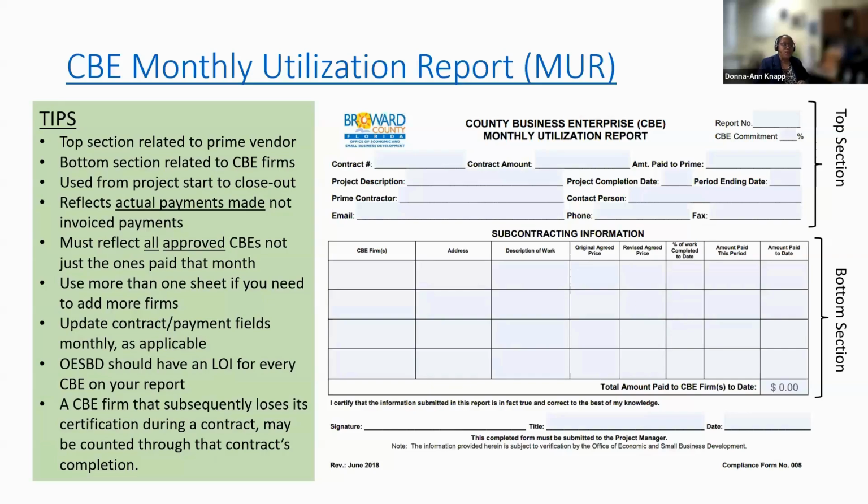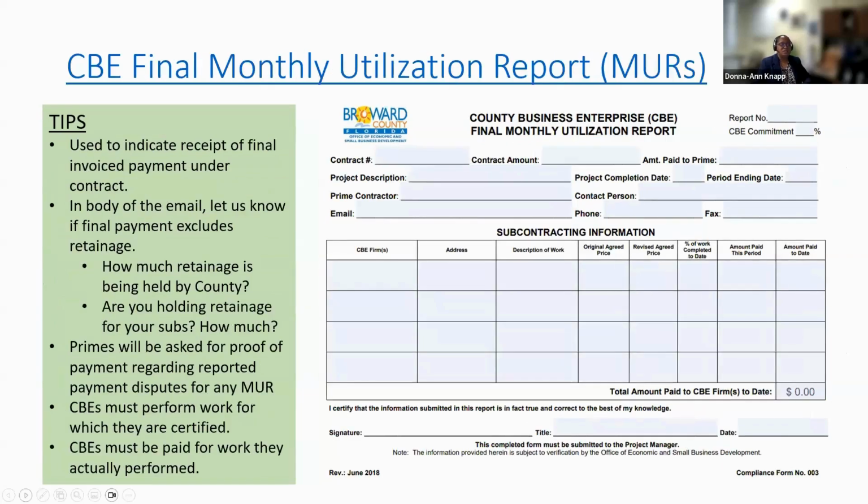If you have problems understanding or remembering, or you have turnover in your company, feel free to reach out to us. Our direct line is 954-357-6400. We'll identify the specialist that's been assigned to your contract, and you can schedule a meeting. They'll be happy to review these fields with whomever is the person in charge of MURs within your company.